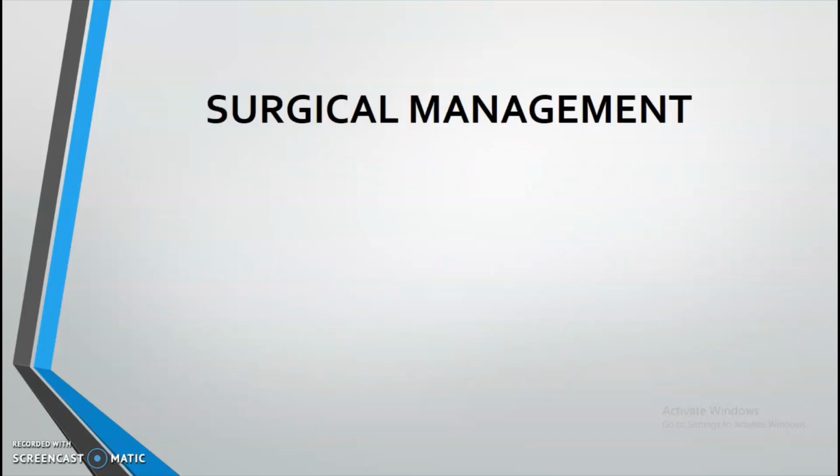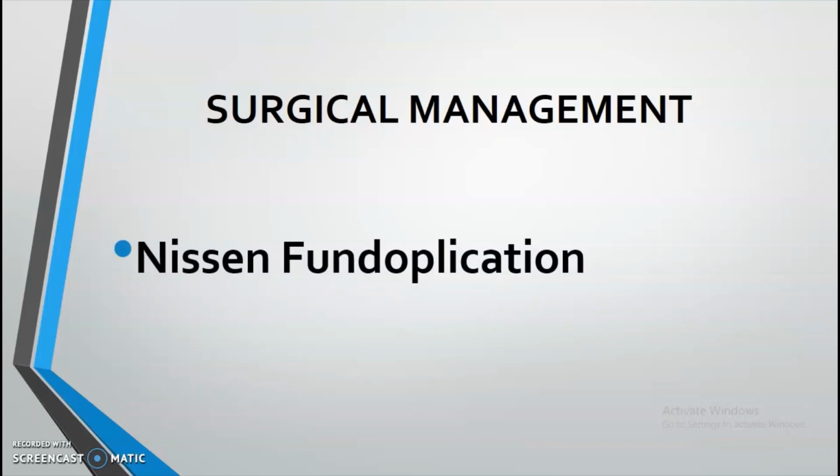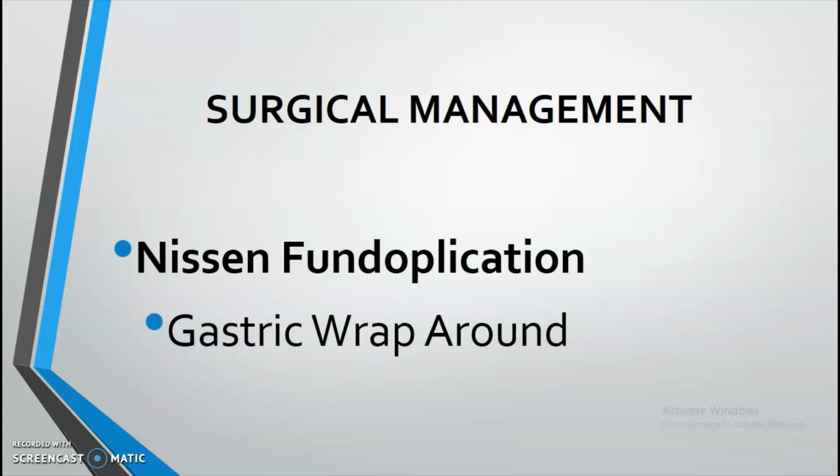Now, after all this treatment, medical and nursing management, if all of this fails, the patient may also undergo surgical management. For the surgery, we have what we call your Nissen fundoplication, also known as your gastric wrap around. So your gastric wrap around is a procedure wherein part of the stomach will wrap around the lower esophageal junction to fix the loose or incompetent lower esophageal sphincter.